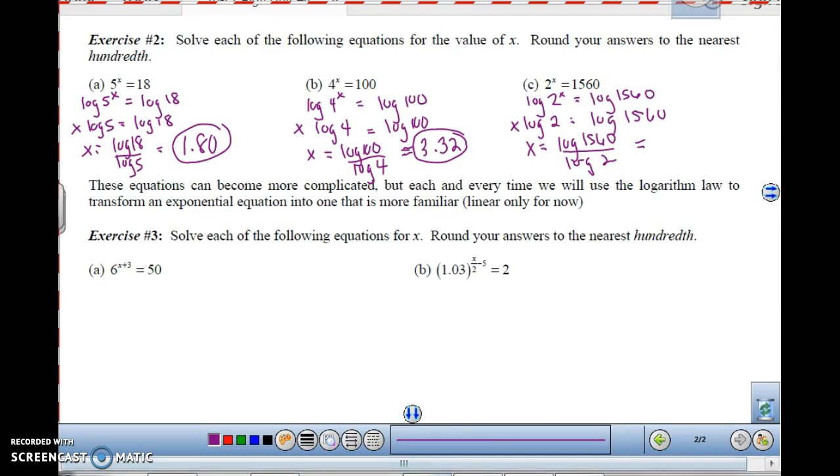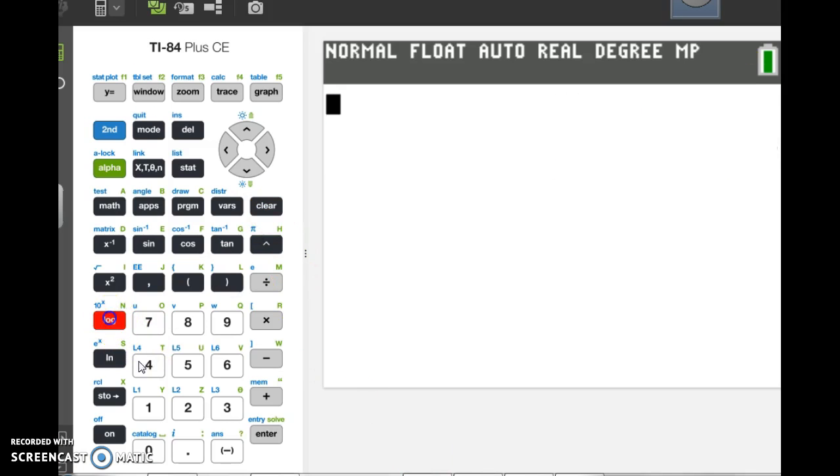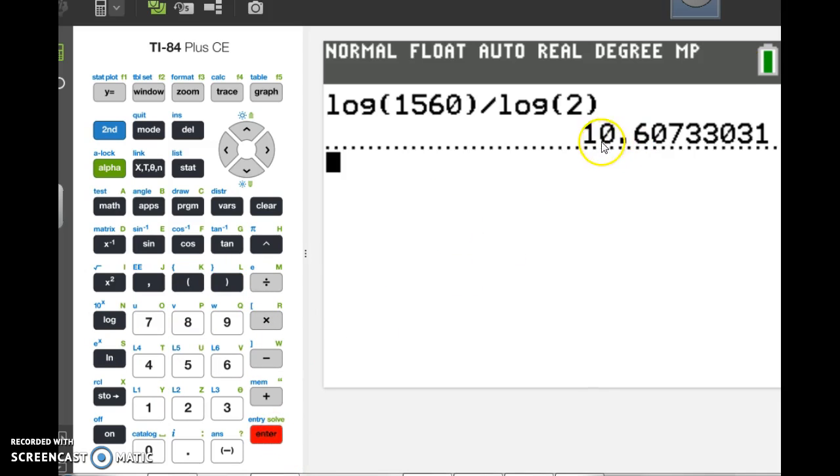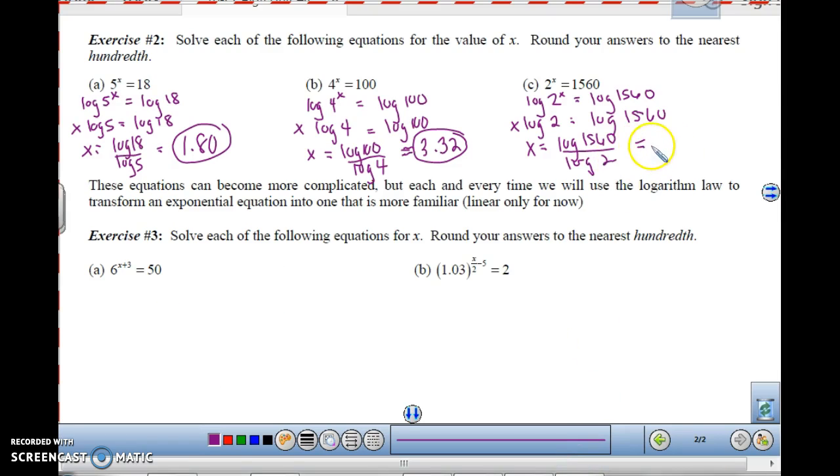Grab your calculator. Log of 1560 divided by the log of 2. All right, so here we go. Rounded to the nearest hundredth will be 10.61. So 10.61. So there we go.